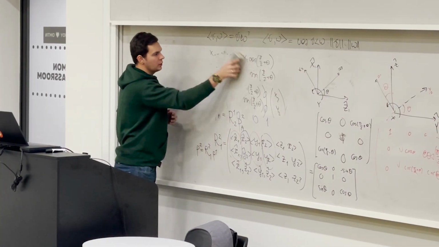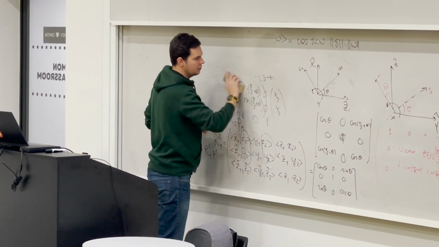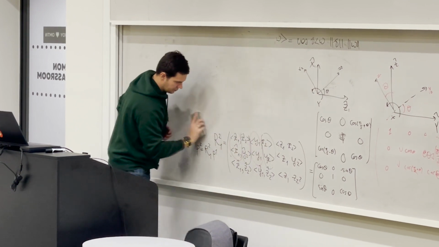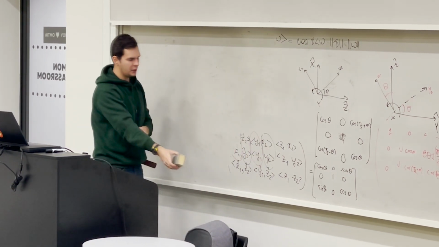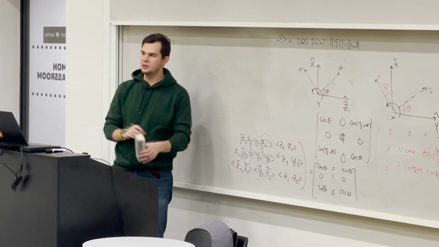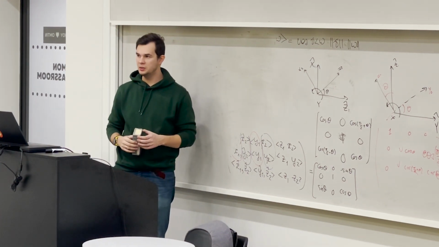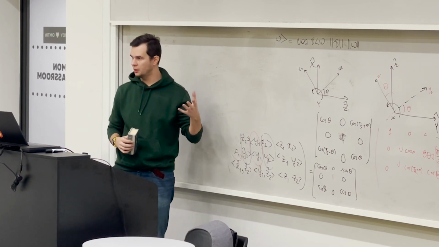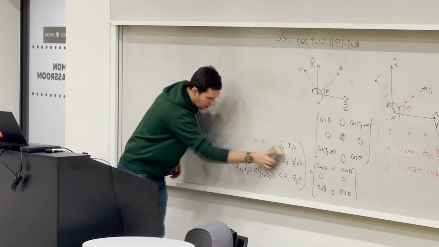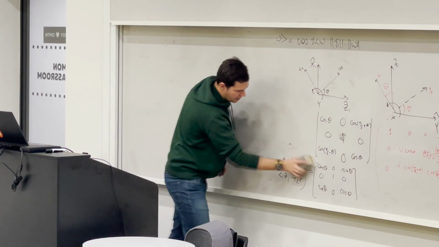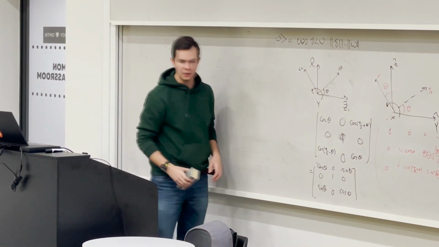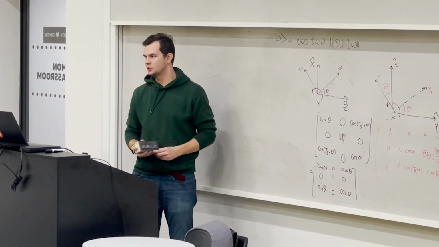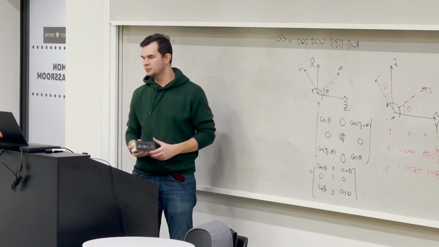Now we are going to speak about angular velocity. As I already told you, in this case the velocity will not be just a time derivative of this R. R is something that gives us orientation, but if we take a time derivative of that, it will not be angular velocity. So R dot is not an angular velocity.